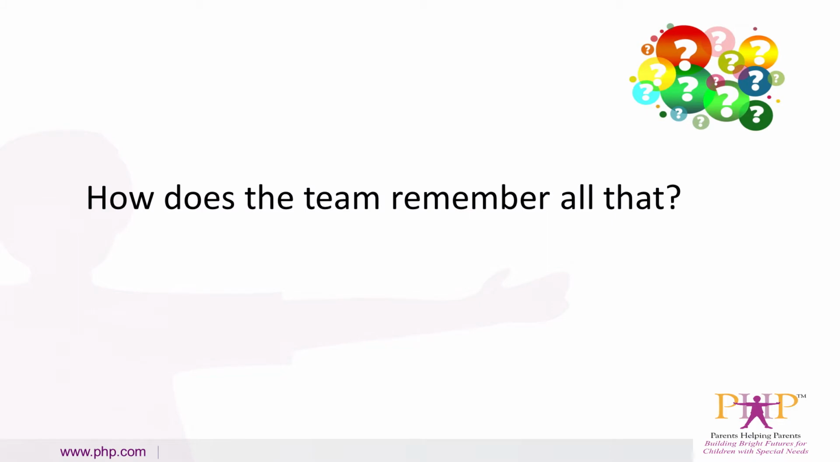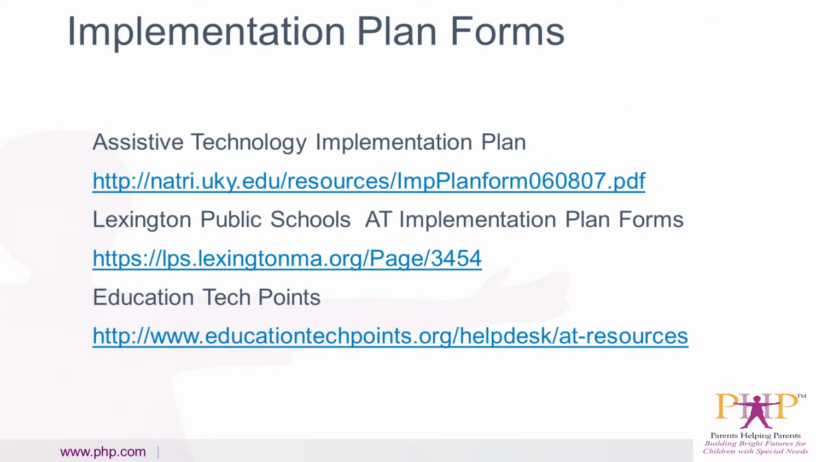So how does the team remember everything? How do you know if you've considered all that you need to? There's a lot to consider when you're talking about implementing assistive technology. Well, there's a form for that. You will see on this slide several website links where you can find implementation forms that have been created for assistive technology. An implementation form is not a part of the IEP, but it is a very helpful form to guide the team so that everyone knows who is doing what by when around the assistive technology.